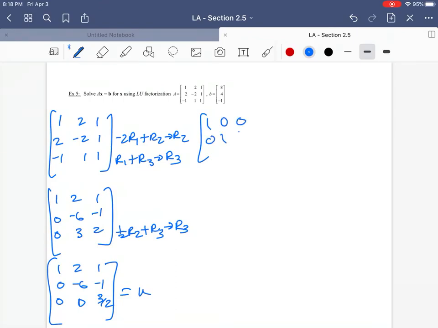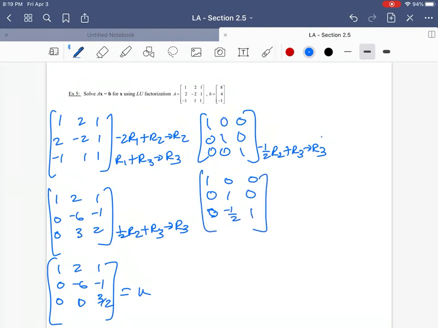I take the identity matrix, 1, 0, 0, 0, 1, 0, 0, 0, 1, and I have to do the reverse. Half of row 2 added to row 3 is reversed by multiplying by negative 1/2 times row 2 plus row 3, staying in row 3. So that turns into 0, negative 1/2, and 1. I got that one.